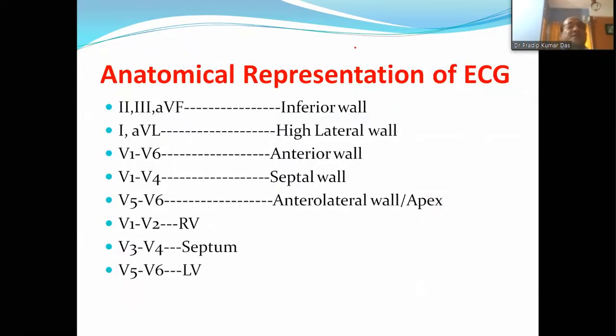Anatomical representation of the ECG leads. Lead 2, 3, AVF represents the inferior wall of the heart. 1, AVL represents the high lateral wall. V1 to V6 represents the anterior wall. V1 to V4, septal wall. V5 to V6, anterolateral wall or apex. V1 represents the right ventricle. V3, V4 septum. V5 and V6 left ventricle.